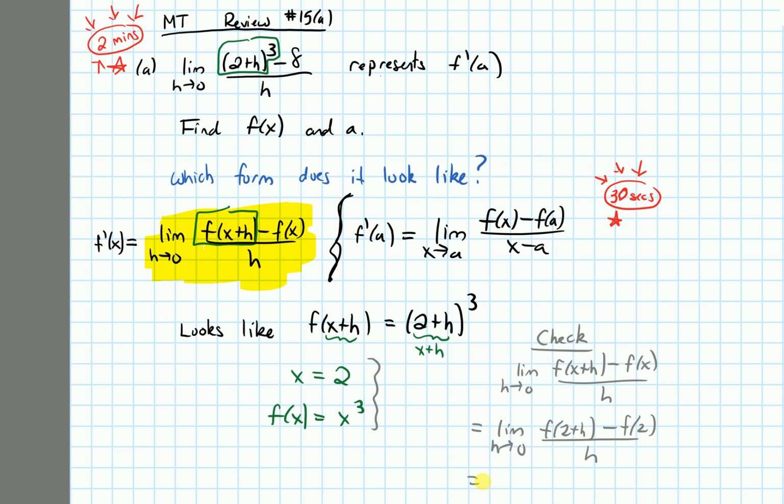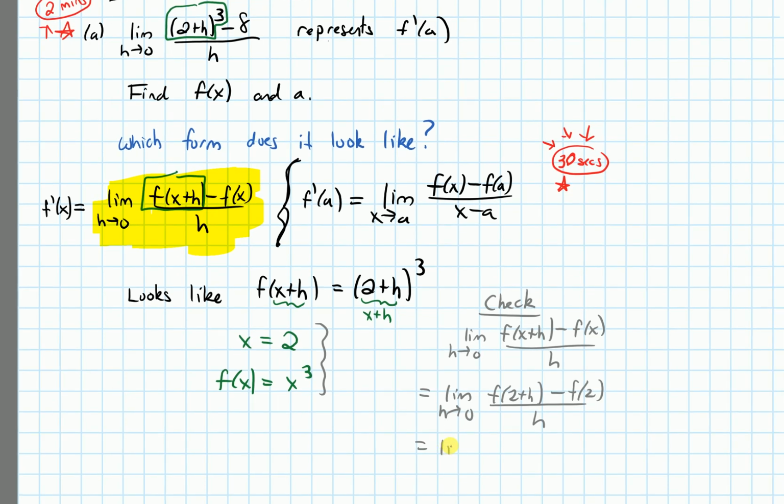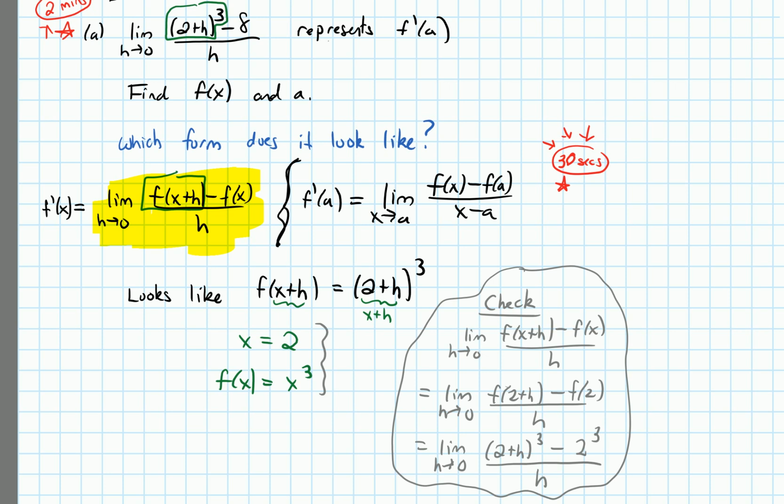So we have the limit as h approaches 0. For f of 2 plus h, I plug 2 plus h in for the x, so whatever's in the parentheses gets plugged in for my variable, and we get 2 plus h being cubed. Then f of 2 is 2 being cubed, with a minus sign in between, all over h. And if I look at that, that's our original problem. So that's good. That means we have identified the correct f of x and the correct point.